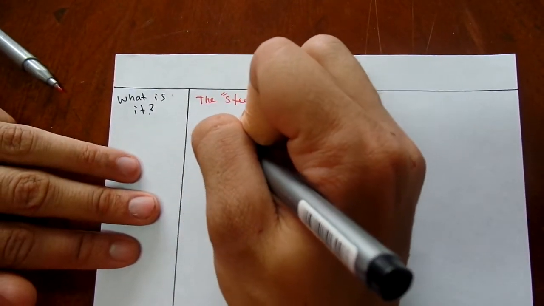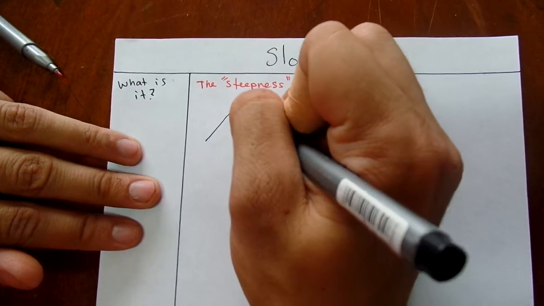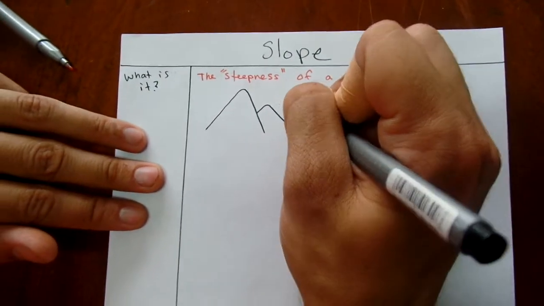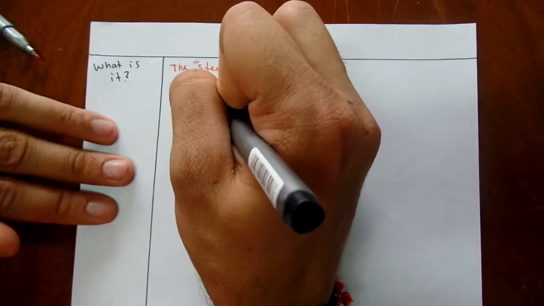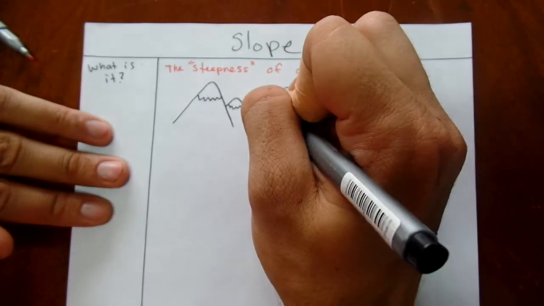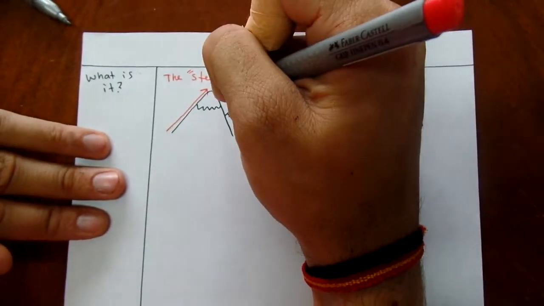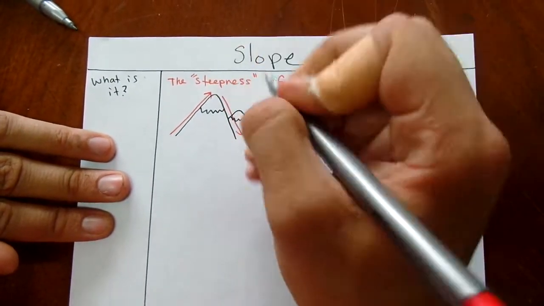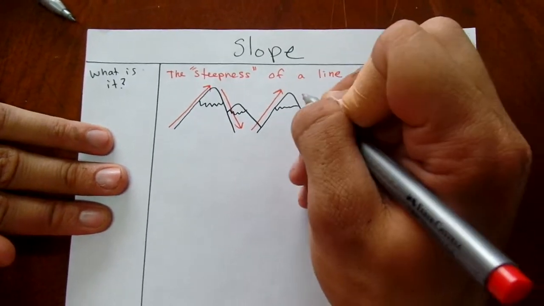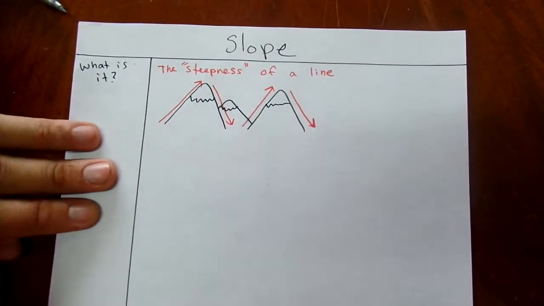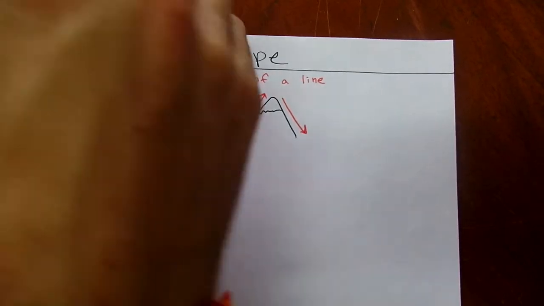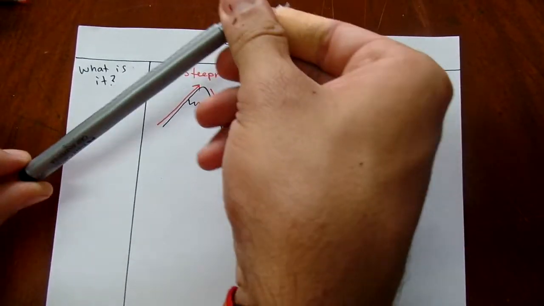Let's see, we have mountains. I'm an artist, I know. The slope of this side would be how fast it goes up. The slope could be how fast it goes down, how fast it goes up, how fast it goes down. Okay, so the slope you can almost think of as the angle of the line.